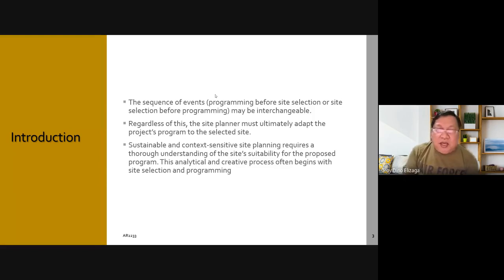Anyway, site selection. So it says here that the sequence of events, programming before site selection or site selection before programming, may be interchangeable. But regardless of this, the site planner must ultimately adapt the program to the selected site. So in the end, the site reigns supreme. Sustainable and context-sensitive site planning requires a thorough understanding of the site suitability for the proposed program.